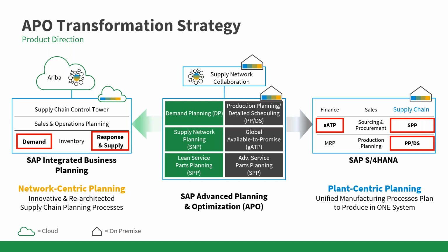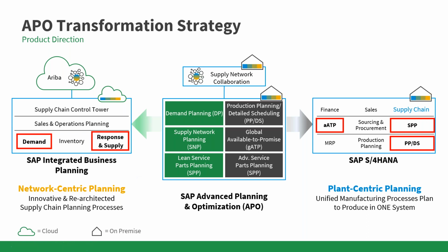On the right-hand side, we made a decision to move these things closer to the execution system. The future of those is becoming more tightly integrated with SAP S/4HANA. So global ATP becomes something called advanced ATP. Then we have production planning, detailed scheduling, which is basically an add-on to S/4HANA. So ATP and PPDS become add-ons to S/4HANA, and all the service parts planning is really going to S/4HANA.